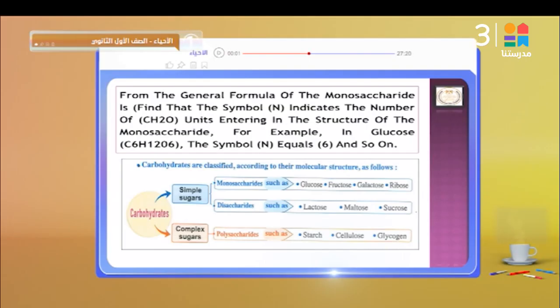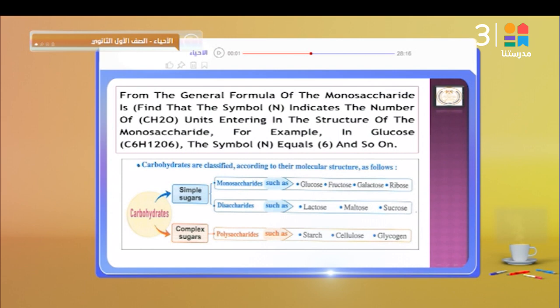Okay. Monosaccharides such as glucose, grape sugar found in the grapes, اللي هو العنب. Fructose, fruit sugar found in fruits. Galactose found in milk. Ribose enters the structure of nucleic acid, so ribose is called a pentose sugar. What's the meaning of pentose sugars? 5 carbons, يعني سكر خماسي.